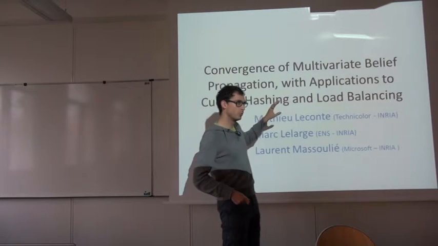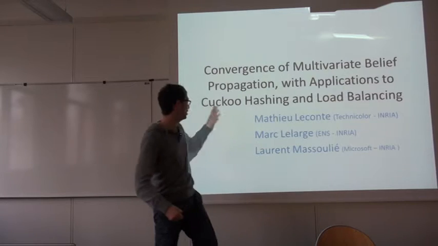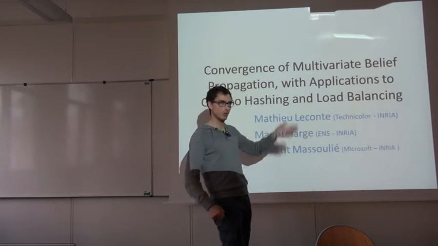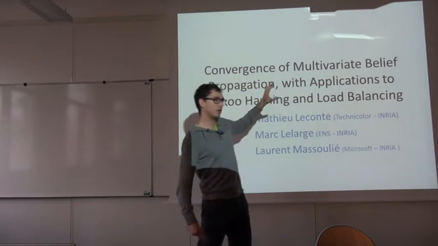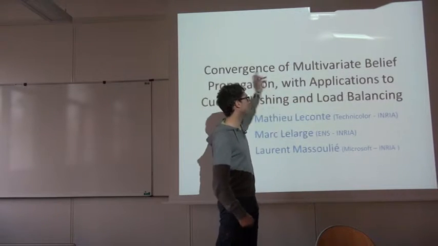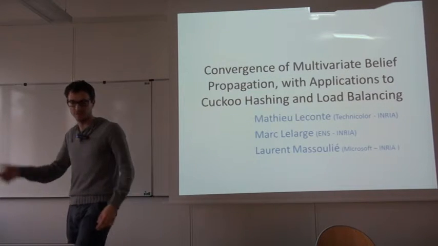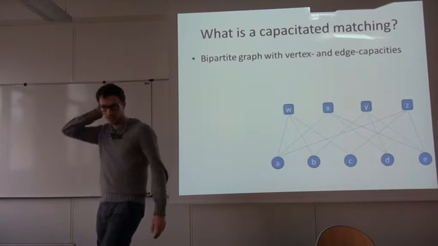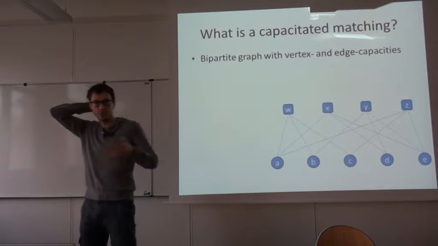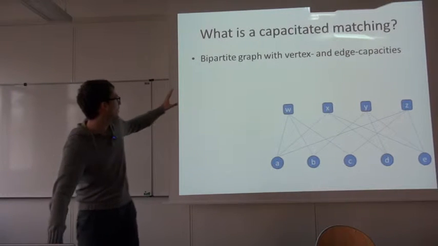And I will try to motivate the study of this object using two applications, namely cuckoo hashing and load balancing in the content distribution network. And to study these objects, we will use belief propagations, which are message passing algorithms coming from statistical physics. But first of all, I should introduce to you what is this object that we study. So what is a capacitated matching?